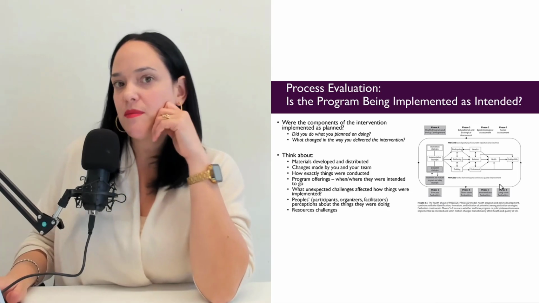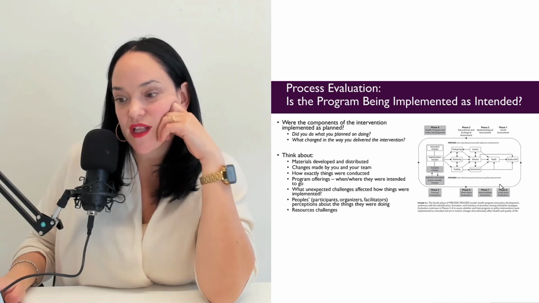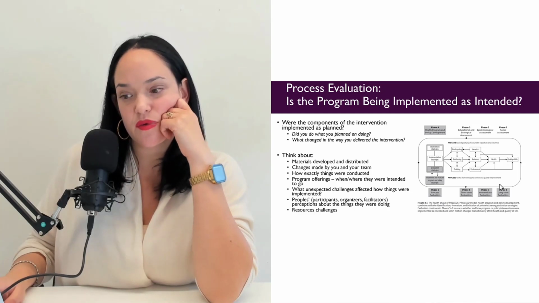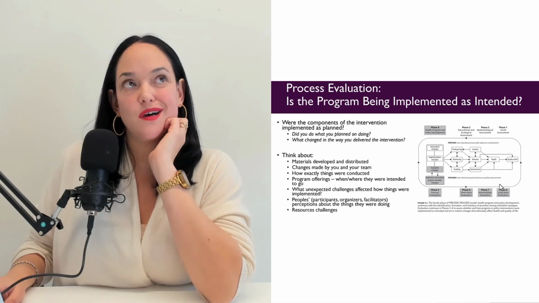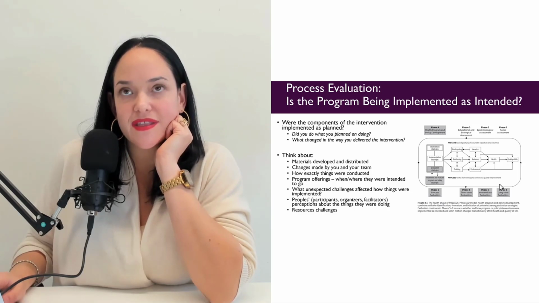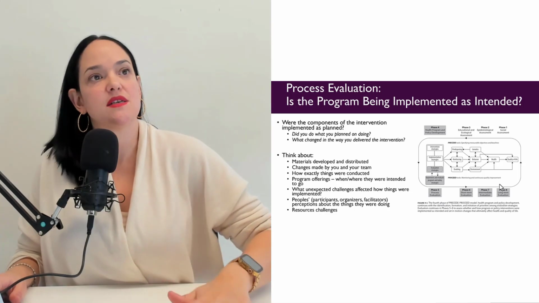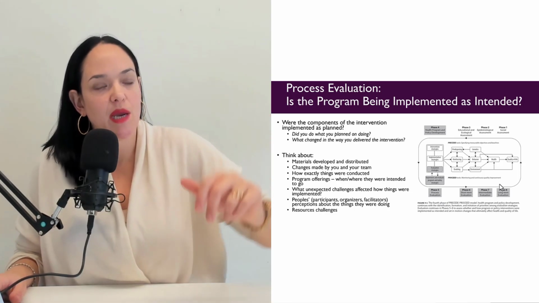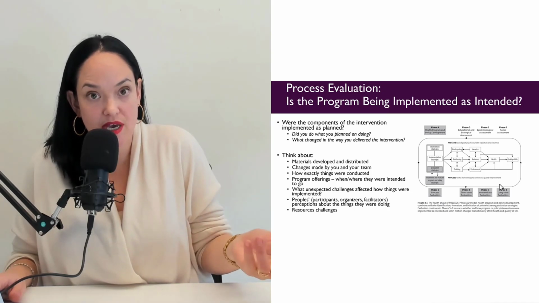Okay, so think about what did you develop? Were you able to develop the things you wanted to develop, and did you distribute them the way you wanted to? Did you end up making changes to your original plan because of something that came up? Right? How exactly did things roll out? You planned on hosting 3 fitness classes per week, 2 at this time, 1 at this time in this particular fitness center. Were you able to do that?